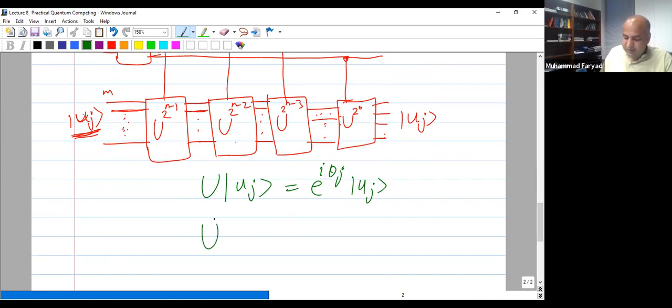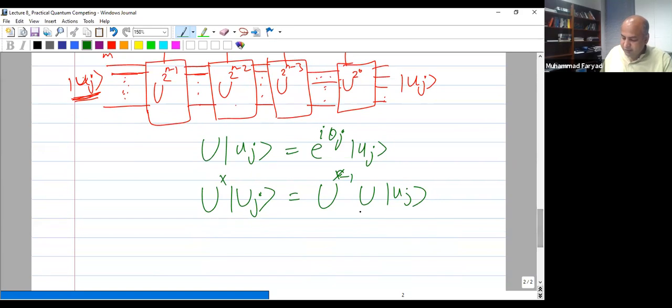But if we apply this unitary operator some x number of times to this gate, we can see it easily. Let's say this x is 10. So I can apply it one by one to this state. So this x minus 1 is here, and then this U is separated out, one U. And this one unitary on this eigenvector will give us exponential iota theta j. And what is left are x minus 1 unitaries to be applied.